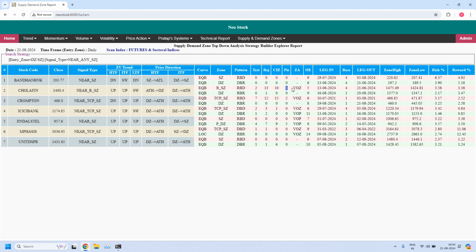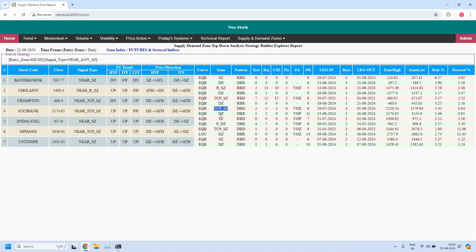But it is a pierced zone, so it's not a valid stock. And this is also a pierced zone, not a valid zone. Next one is ICICI Bank. So it's a valid high liquidity supply zone.